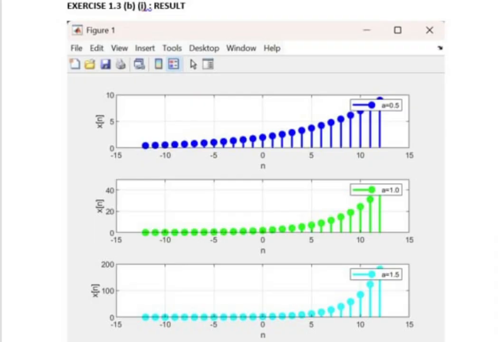Okay, for the first damping, alpha equal to 0.5, the graph we will get is like this. This graph shows the discrete wave with damping value 0.5. Because the damping value is small, the wave still has a large amplitude at the beginning.